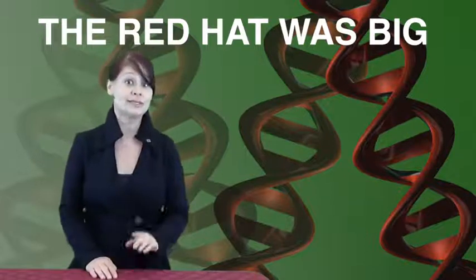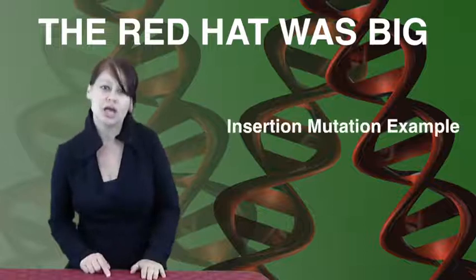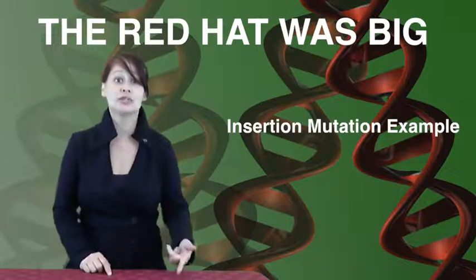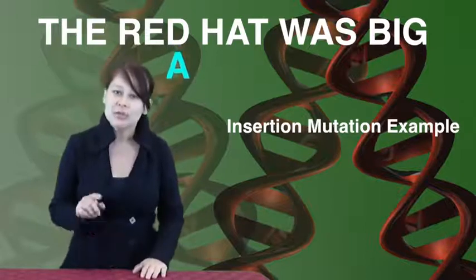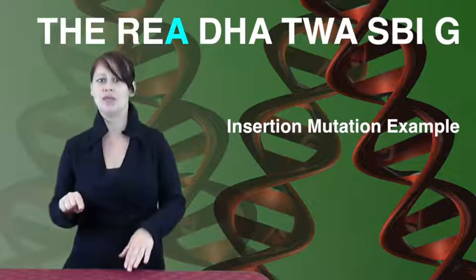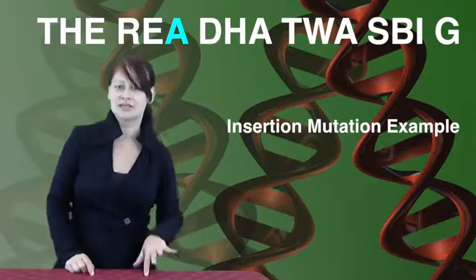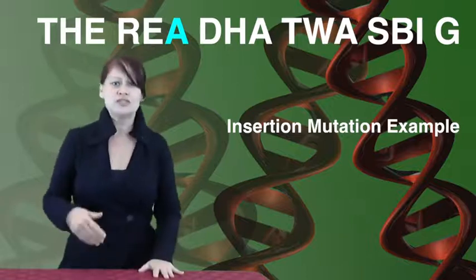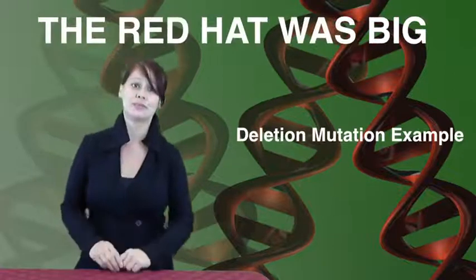Consider our sentence, the red hat was big. In the case of an insertion mutation, imagine we insert a letter, say A, into the word red. So now when you try to read the three-letter words, it reads the Rhea. Well, you'll notice that's not a word, and everything else in the sentence is gibberish. What effect do you think that would have if we changed the codons used as a template to make a protein in the same manner?